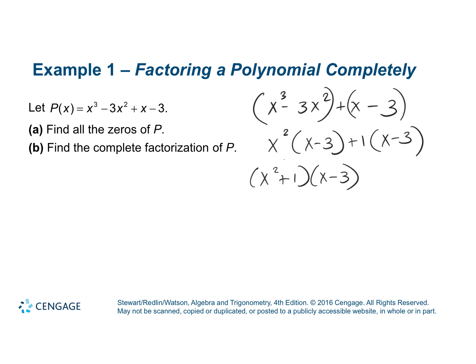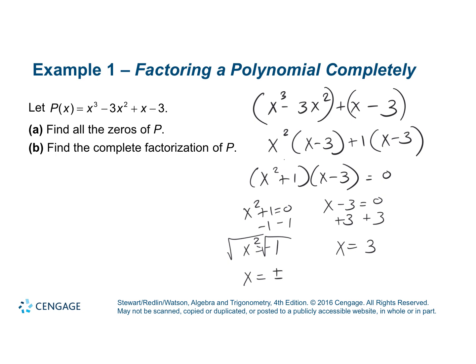We're almost done factoring. We're going to set each parenthesis equal to 0, so it's going to be x squared plus 1 equal to 0, and then x minus 3 is equal to 0. I add the 3 and I get x is equal to 3. If I subtract the 1, I get x squared is equal to negative 1. I'll take the square root, and I'm left with x is equal to plus or minus i, because we have a negative 1. Now your zeros are going to be 3, i, and negative i.